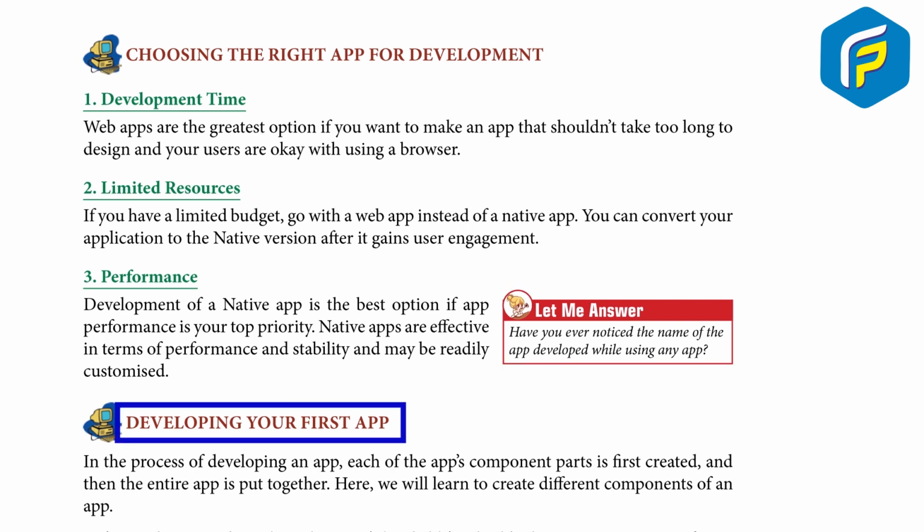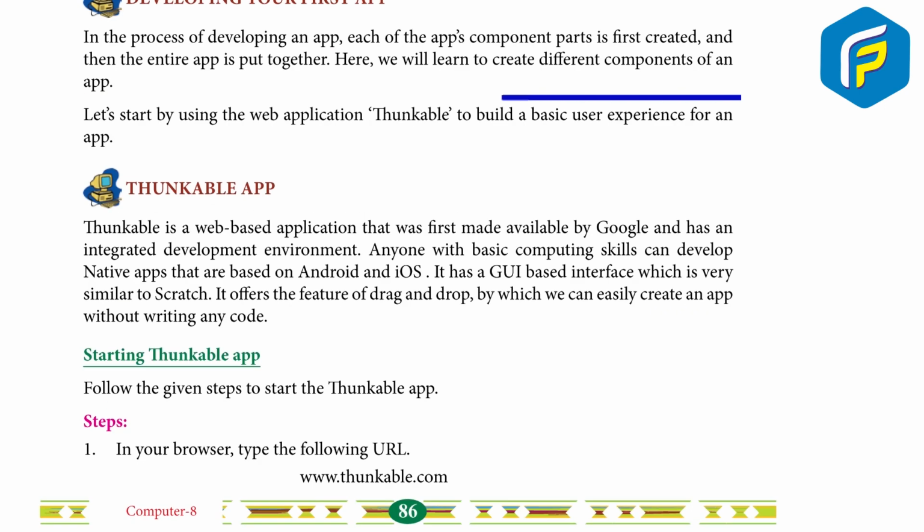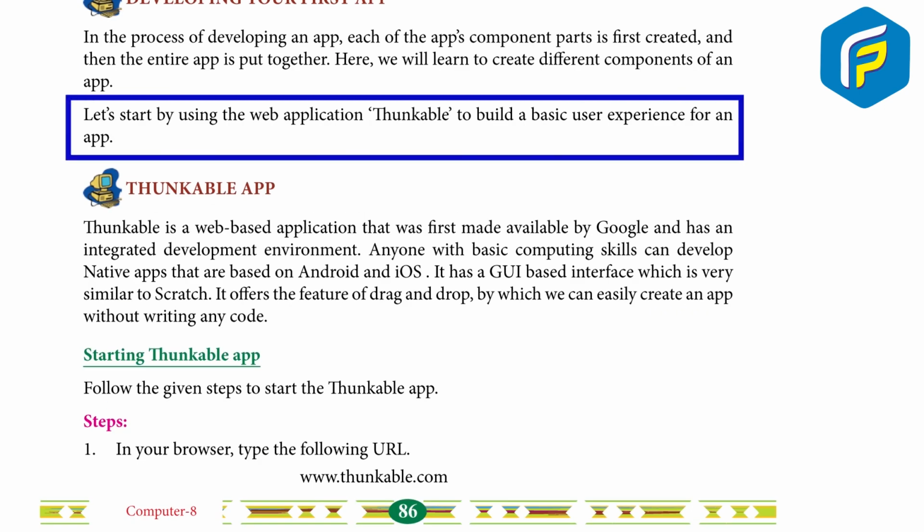Developing your first app. In the process of developing an app, each of the app's component parts is first created and then the entire app is put together. Here we will learn to create different components of the app. Let's start by using the web application Thunkable to build a basic user experience for an app.